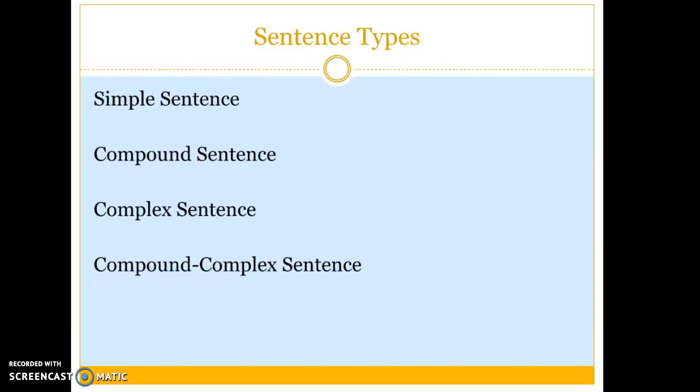Sickle and we are going to be talking about sentence types today. So there are 4 different main types of sentences. There are simple sentences, compound sentences, complex sentences, and compound complex sentences. Sometimes this can get kind of tricky, so I have a way to help us remember these types.